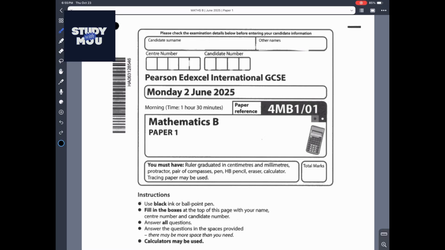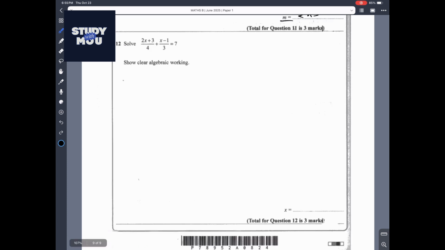So today we will be doing Maths B May June 2025 Paper 1 question number 12. Solve (2x + 3)/4 + (x - 1)/3 = 7. So (2x + 3)/4 + (x - 1)/3 equals 7. Let's give it an implied sign.